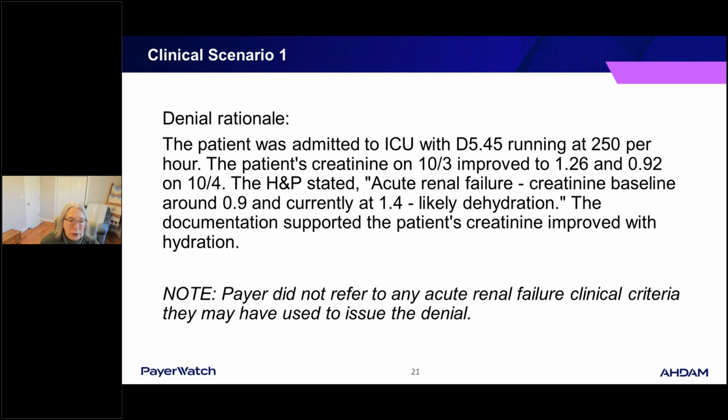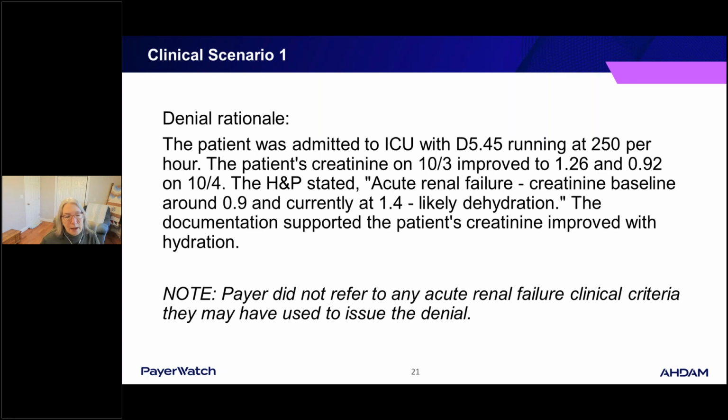They also talk about how the patient was admitted to the ICU with D5.5 running, and their creatinine then improved to 1.26, and then it came down to 0.92. In the H&P, it stated acute renal failure. Creatinine baseline for this patient is around 0.9. It was currently at 1.4, likely from dehydration. And so the payer said the documentation supported the patient's creatinine improved with hydration.